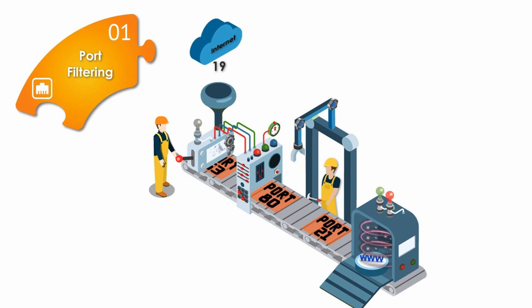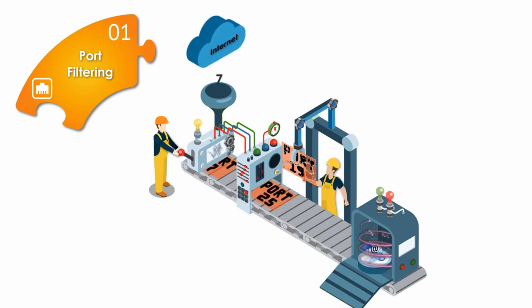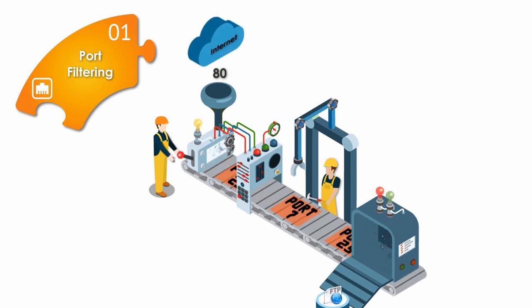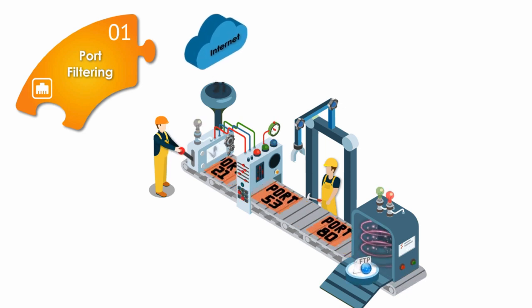Opening port 80, for example, means web pages can go through the firewall, 25 for sending email and 21 for FTP and etc. If the firewall is set up to block ports 7, 19, and 53, for example, it means the firewall will block applications using these port numbers.